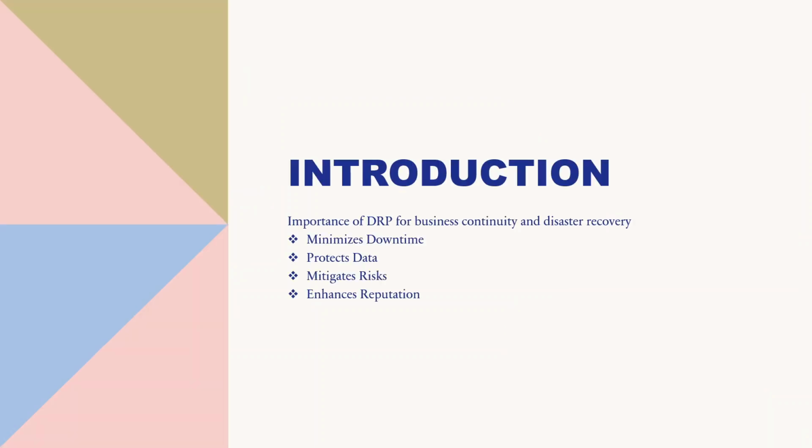DRP, or Disaster Recovery Plan, is an essential component of business continuity and disaster recovery. It is a structured approach that helps businesses prepare for and recover from potential disasters or disruptions that could impact their operation. A DRP provides a detailed set of procedures to follow in the event of a disaster, which can minimize downtime and ensure business continuity. This can help prevent financial losses and minimize the impact of a disaster on customers, suppliers, and other stakeholders.